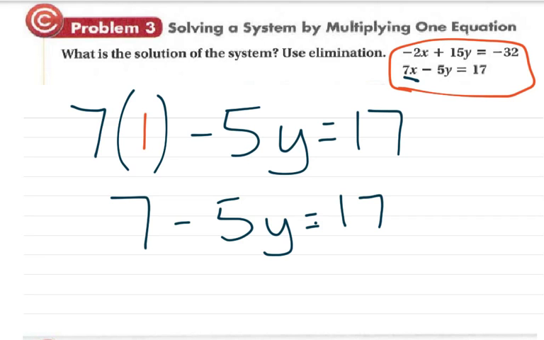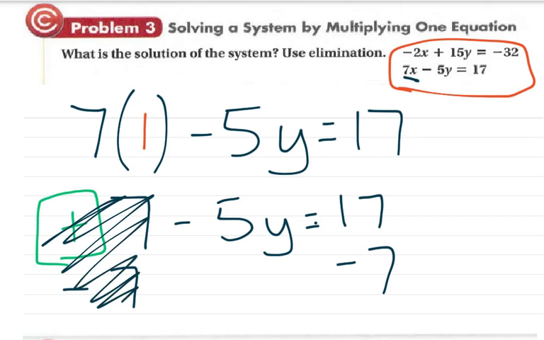Notice a lot of kids will say that 7's being subtracted, but what's the sign in front of the 7? And a lot of kids would say, well, there's no sign in front of the 7. And I'd say, what does that mean then? And they'd say, that means it's positive, and they'd be right. So this is a positive 7 right now. It's already a positive 7. So the only way to get rid of a positive 7 is to subtract 7. So these will go away, and we'll be left with negative 5y equals 10.